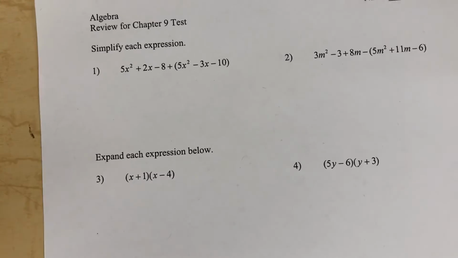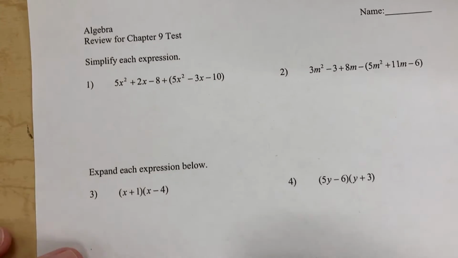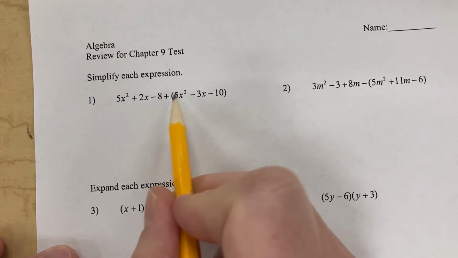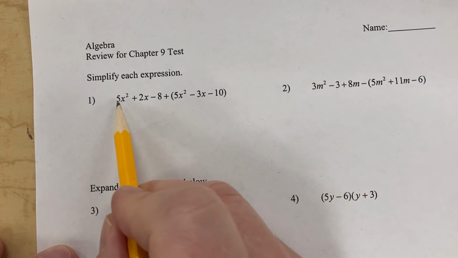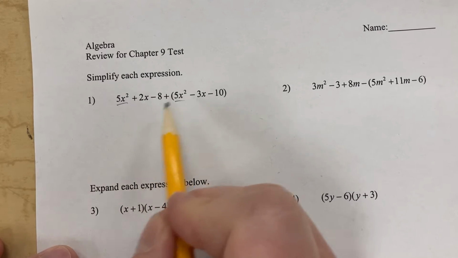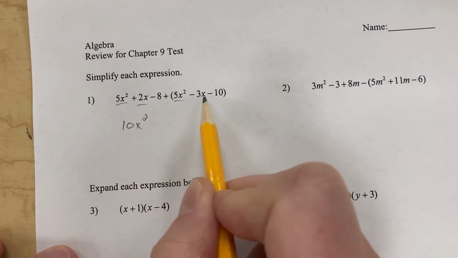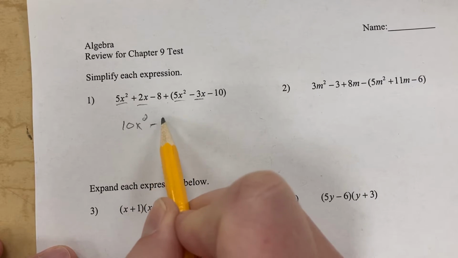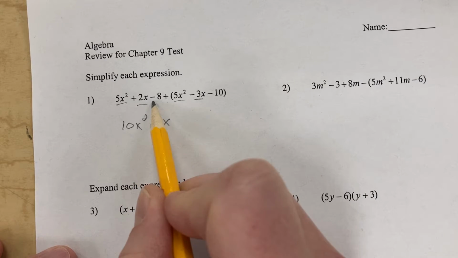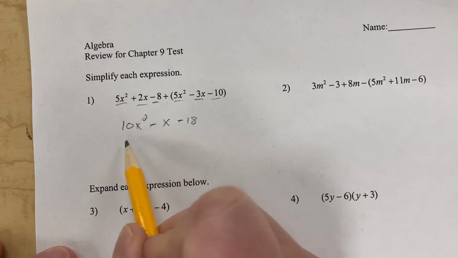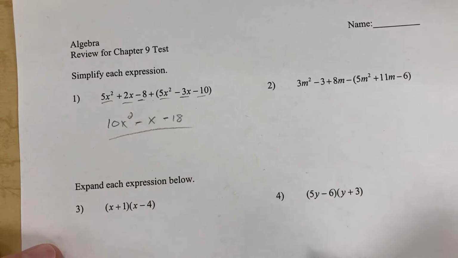All right, these are the answers to our review for our test. The first two want us to simplify. When we're adding here, really the parentheses don't matter. We're just trying to put like terms together. So 5x squared and 5x squared would make 10x squared. 2x minus 3x would be a negative 1x, or just negative x. And negative 8 minus 10 is a negative 18. That'd be our answer there.